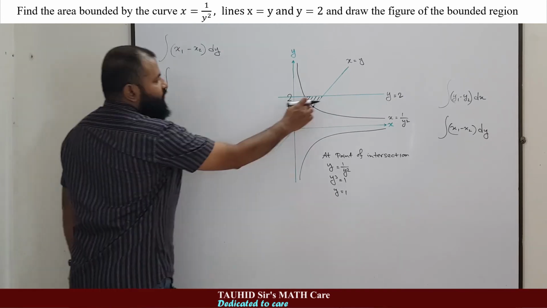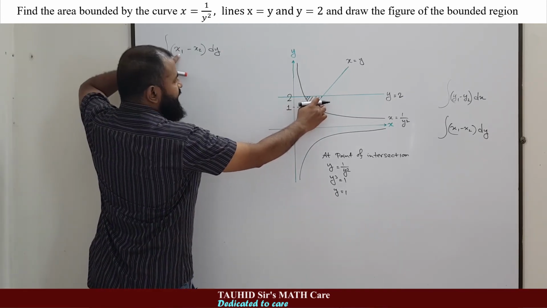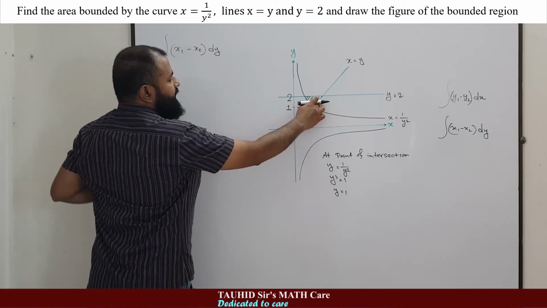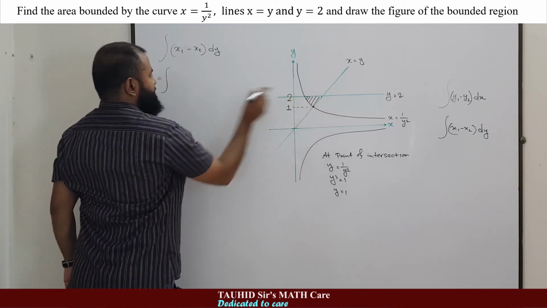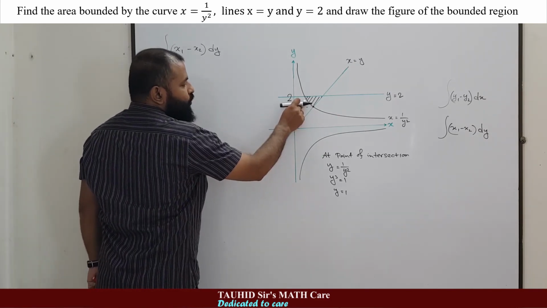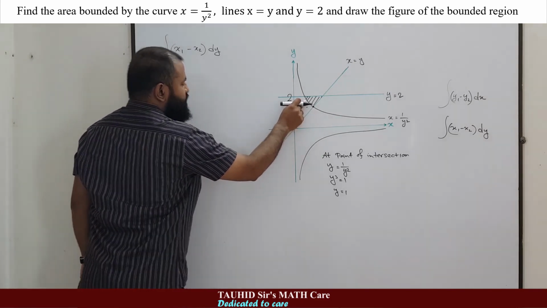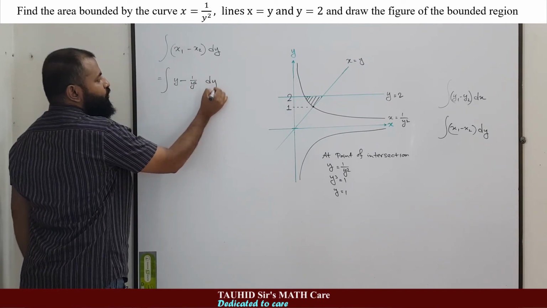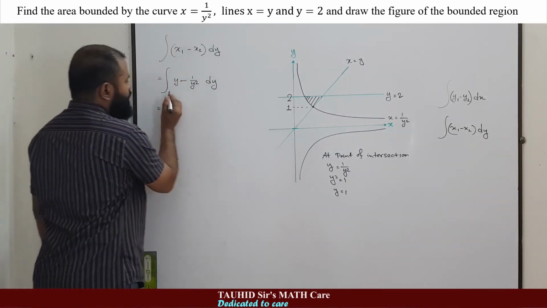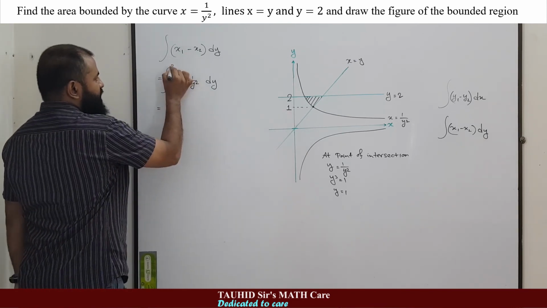So if we think of the line as x1 equal to y, the line above, minus the curve below, which is x equal to 1 by y square, dy. And what will be the value of the limits? The lower limit will be 1 and the upper limit will be 2.